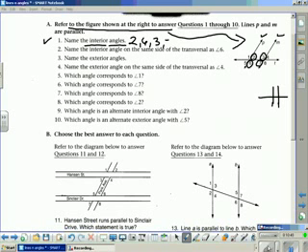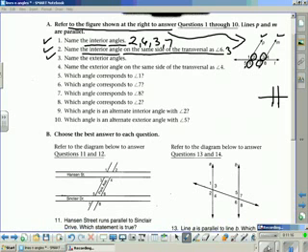Now look at question 2. Name the interior angle on the same side of the transversal as 6. Okay? Which one would that be? Take a minute and look at that question. Name the interior angle on the same side of the transversal as 6. The answer would be angle 3.